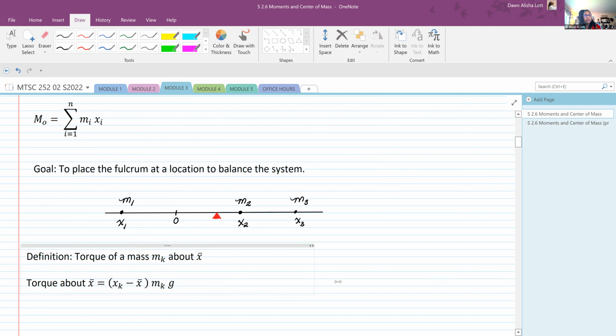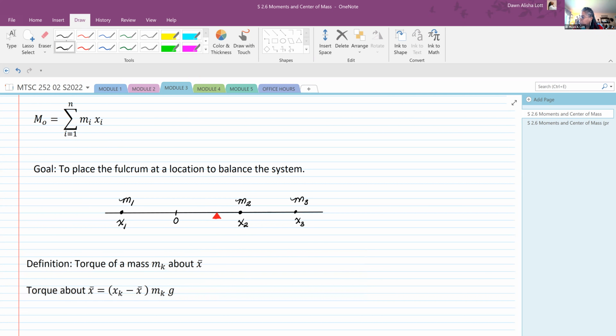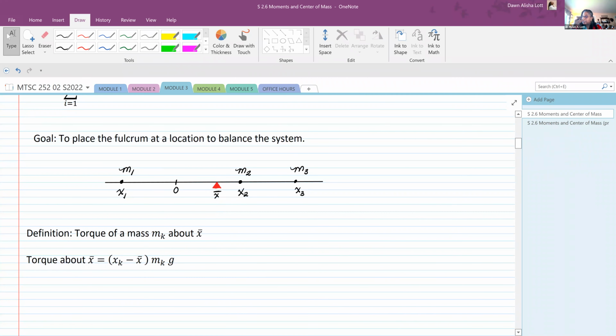Okay, so the torque of a mass Mk about X bar. Well, what is X bar? X bar is going to be the location of this. Before, we found the torque about the origin; now I want to find the torque about X bar. So for any particular Xk, I'm going to take the distance Xk, subtract the point where I'm going to balance it, times its mass, and then times the gravity.